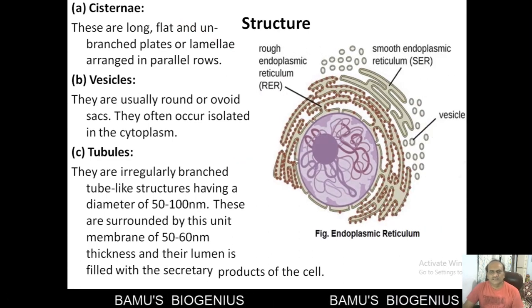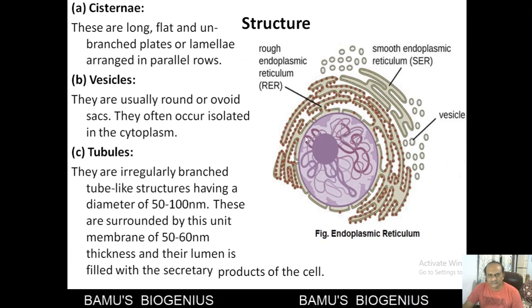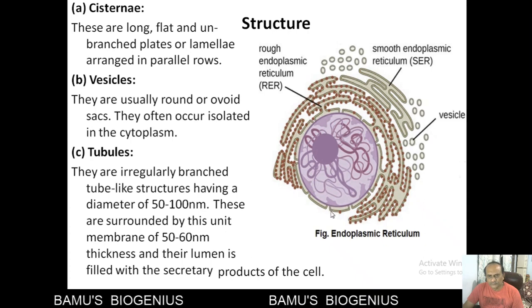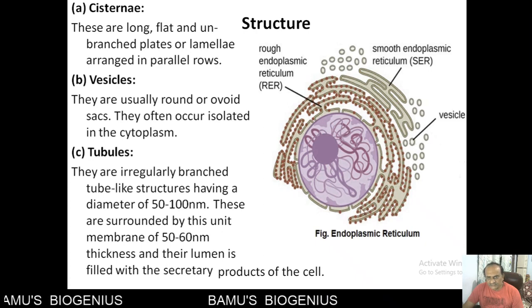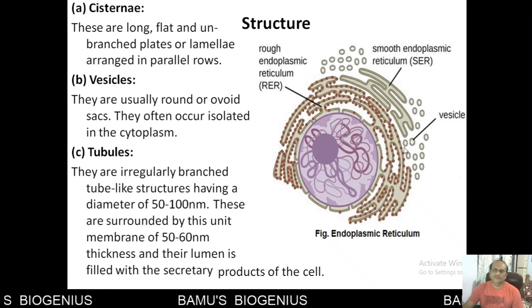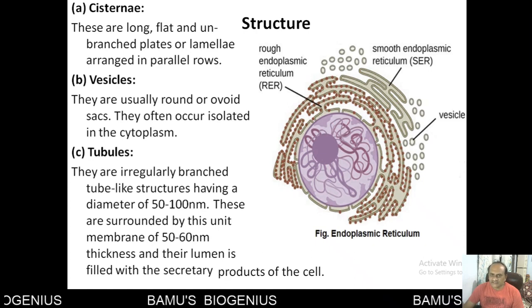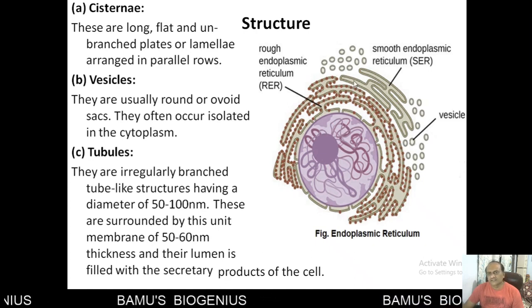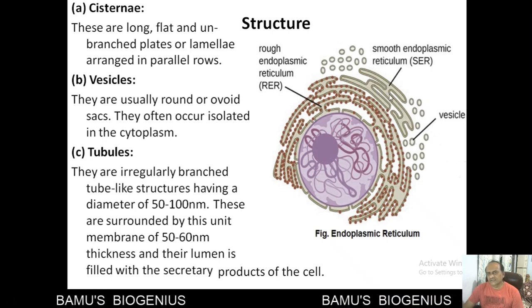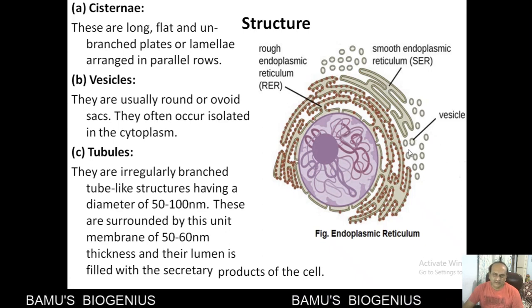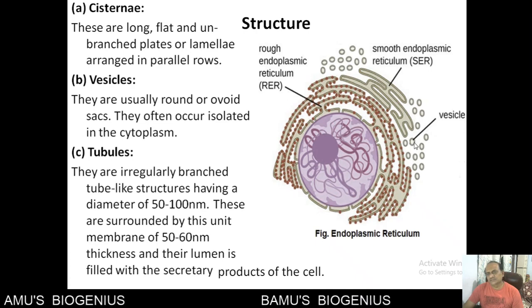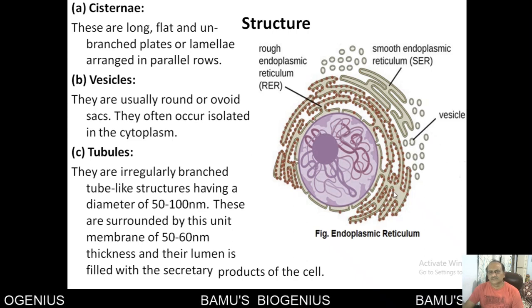You can see here, this is the nucleus and this is the nuclear membrane. These are the pores of the nucleus, and you will find that the outer nuclear membrane is in continuation with the endoplasmic reticulum. So these are the flattened sac-like structures of the endoplasmic reticulum. Along with that, small round-shaped bubble-like vesicles are also present. So this is the overall structure of the endoplasmic reticulum.